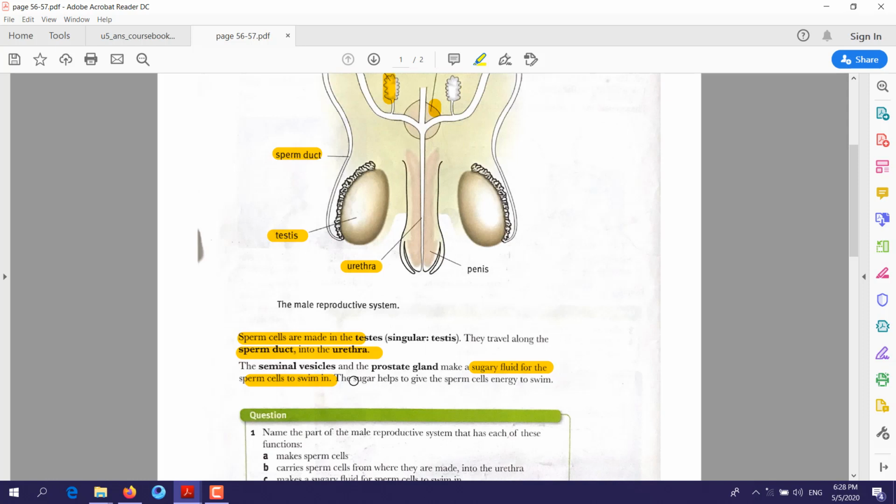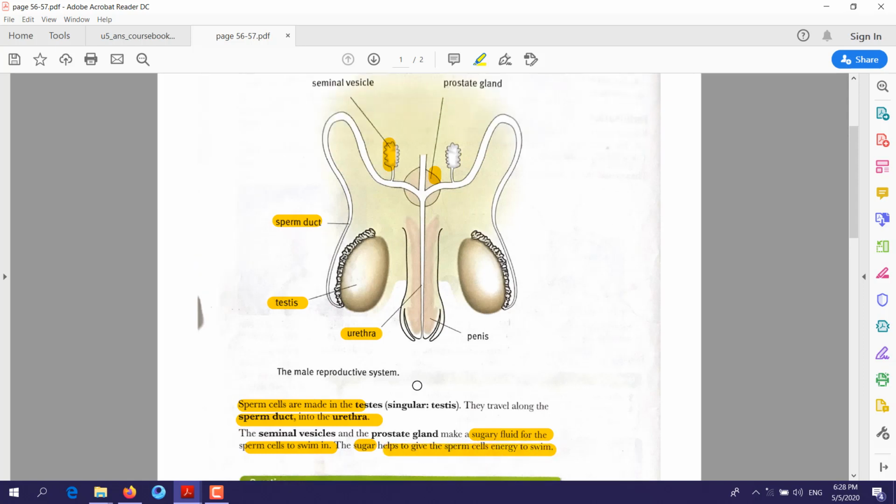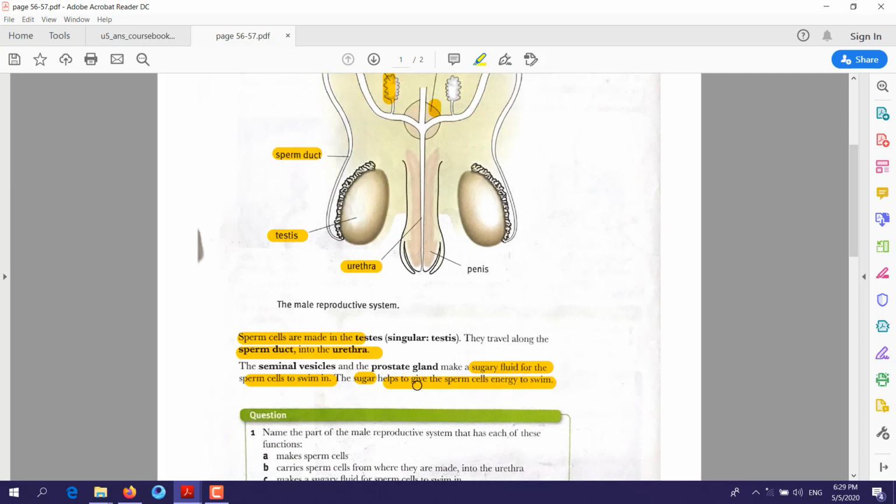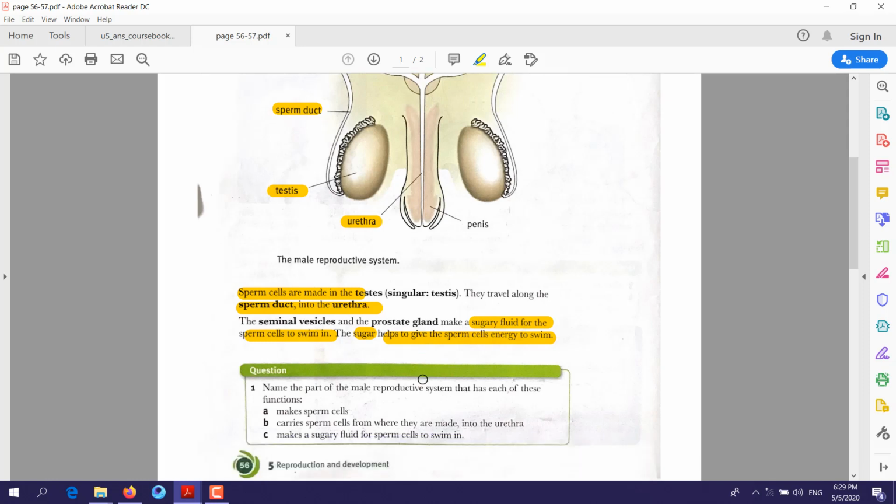Here we said it's sugary, which means it contains sugar. So what is the importance of this sugar? Sugar helps to give the sperm the energy to swim, because the sperm will move, and any movement needs energy. From where will this sperm get the energy? It will get it from the sugar that is produced by the seminal vesicles and prostate gland.